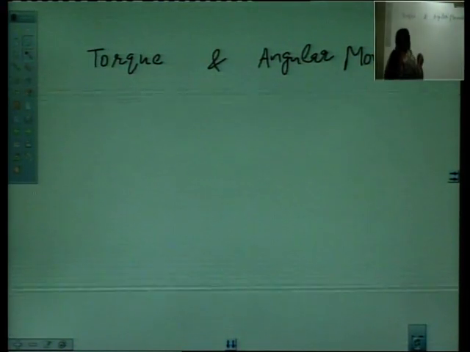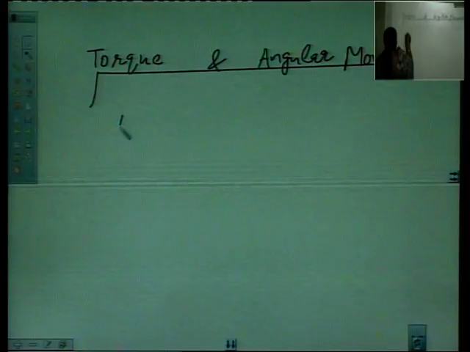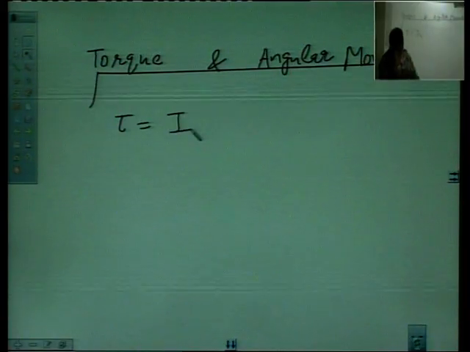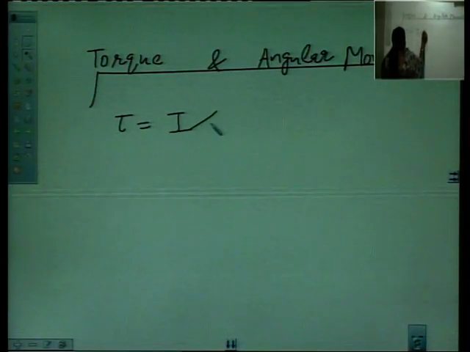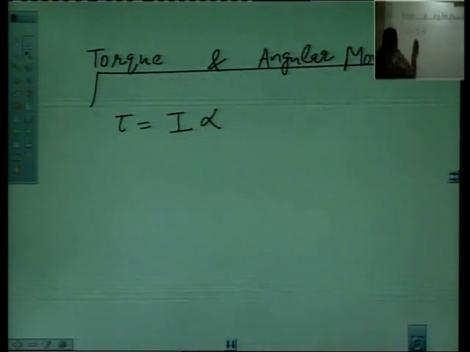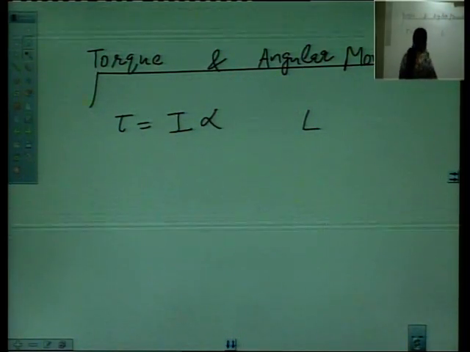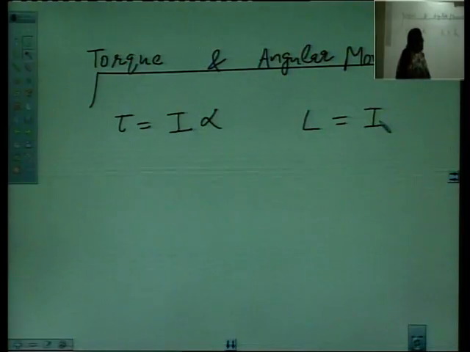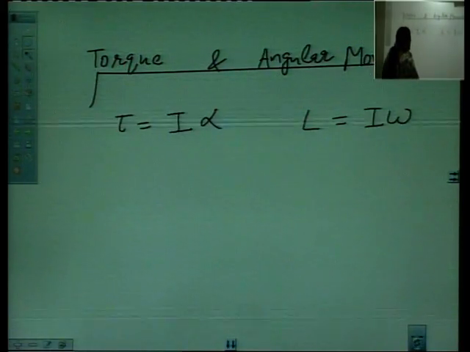As we have discussed in the earlier lecture, torque is denoted by tau, and it is the product of moment of inertia I of the rotating body and angular acceleration alpha, whereas angular momentum is denoted by a symbol L, and it is the product of moment of inertia I of the rotating body into omega. Omega is the angular velocity of the rotating body.